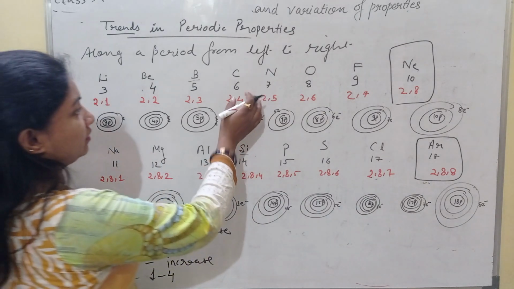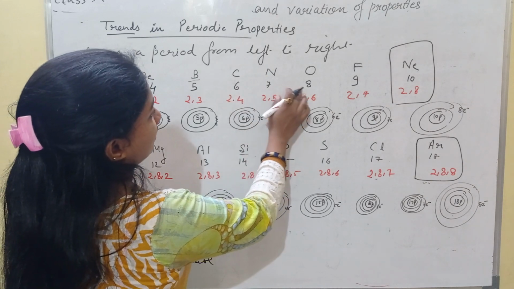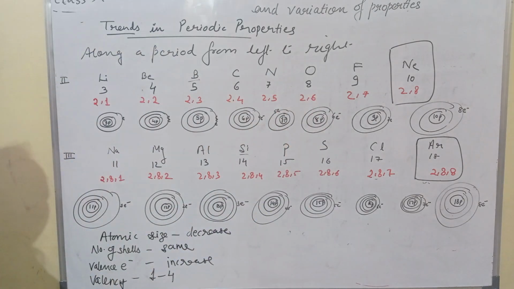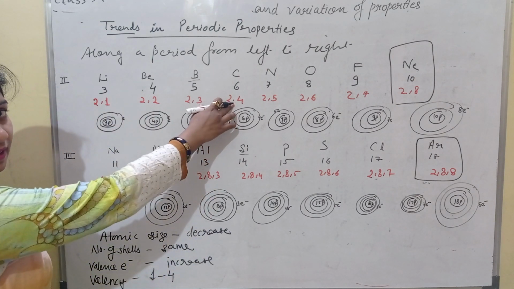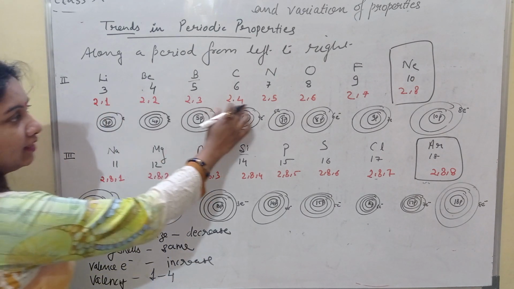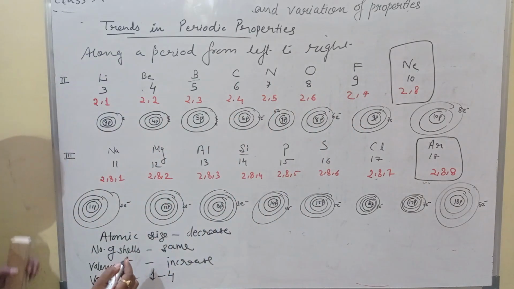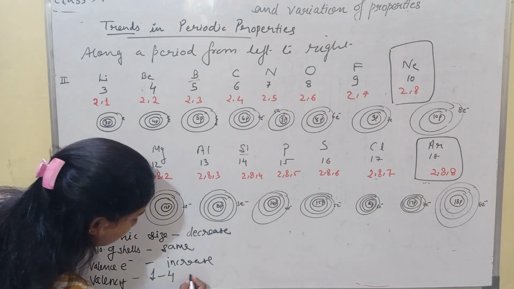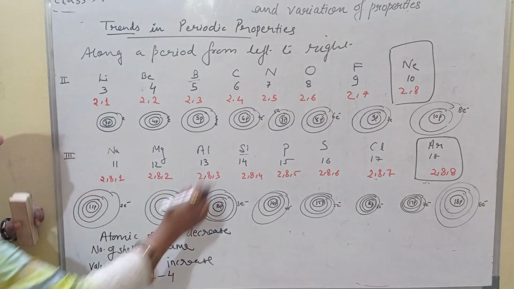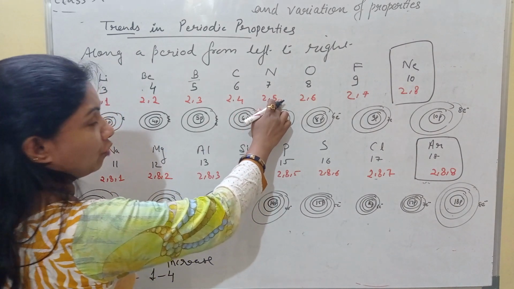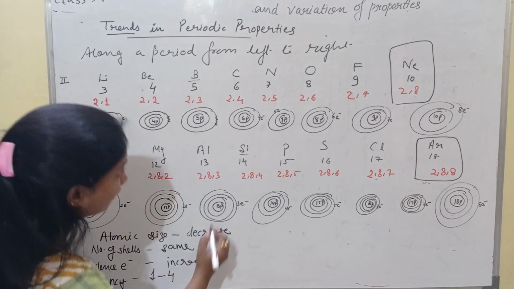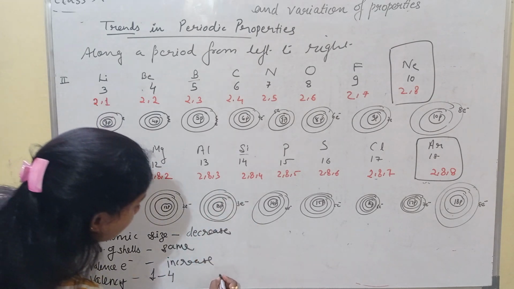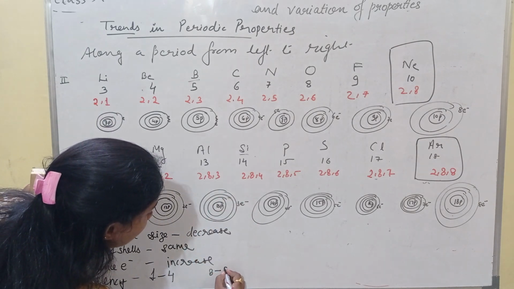Valency will first increase from 1 to 4. Then what will happen? From 5, 6, 7, 8 onwards, it will decrease. How we will calculate it? We have to calculate it by subtracting this number of valence electrons from 8, because 8 is the maximum number of electrons that can be accommodated in a shell. So what we will do to find out valency? We will subtract the number from 8.